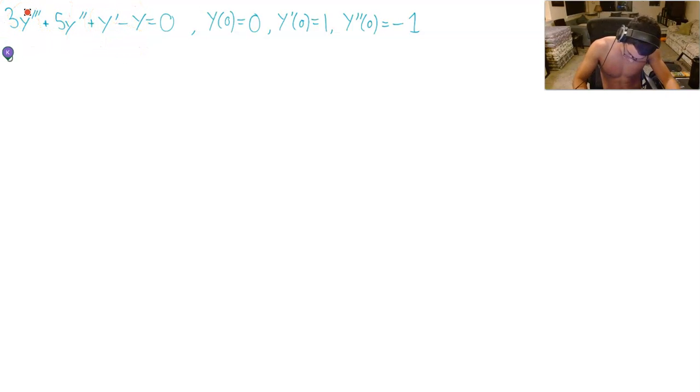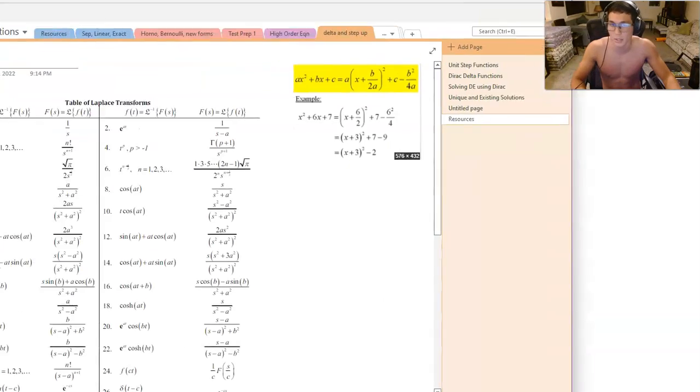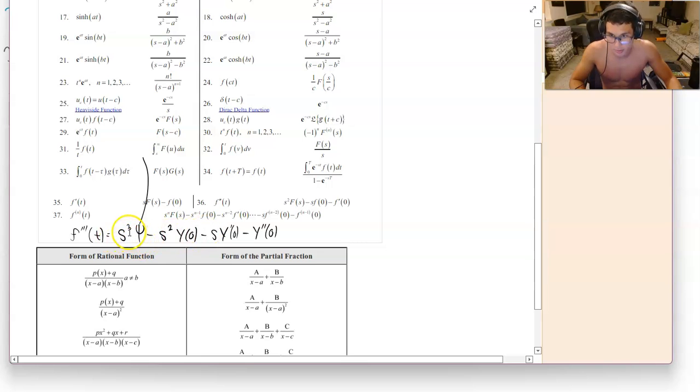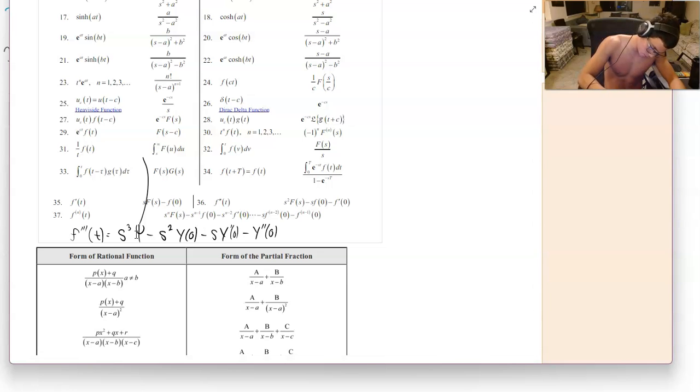So 3 Laplace of y triple prime. Okay, we'll start with that one. So that's going to be 3. And then I'm going to pop up my formula sheet real quick and show you the answer. Here it is. So it'd be right here. And I'll link something like this sheet in the description. Okay, so it's going to be s cubed big Y minus s squared little y of 0 minus s y prime of 0 minus y double prime of 0. Okay.